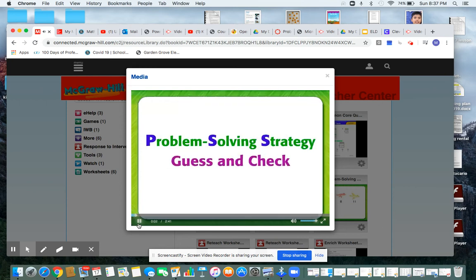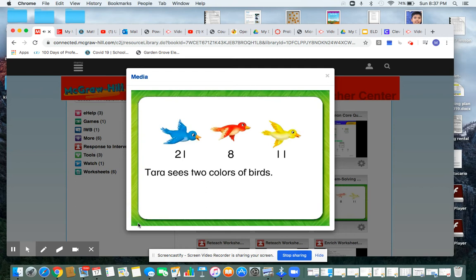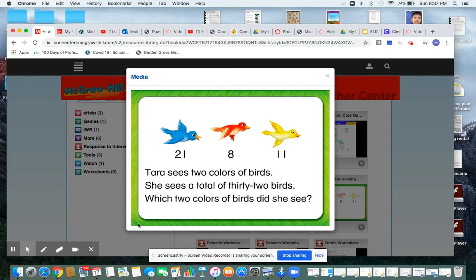Problem-solving strategy, guess and check. Tara sees 2 colors of birds. She sees a total of 32 birds. Which 2 colors of birds did she see?